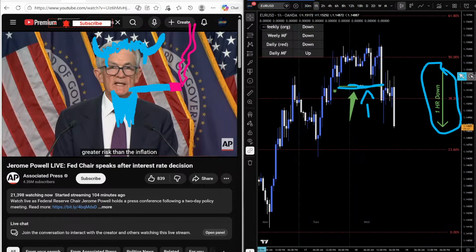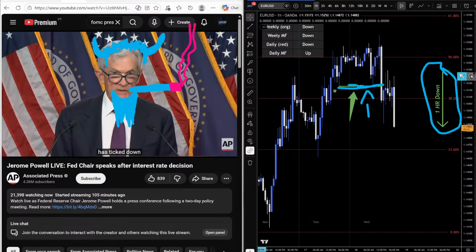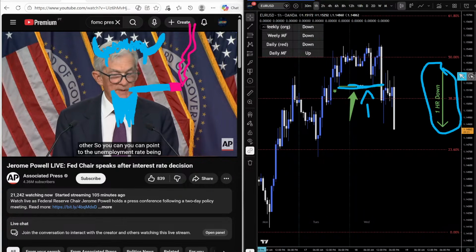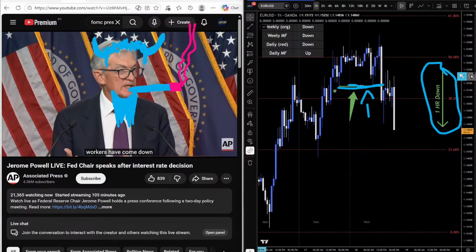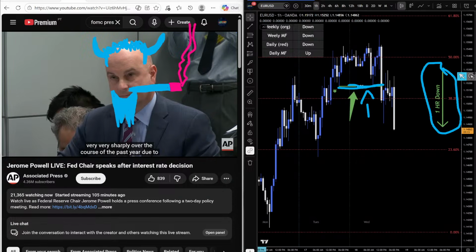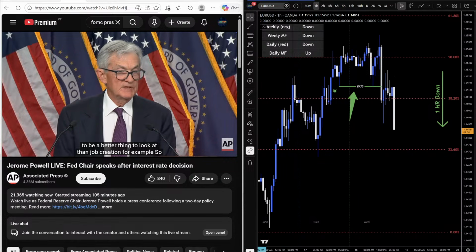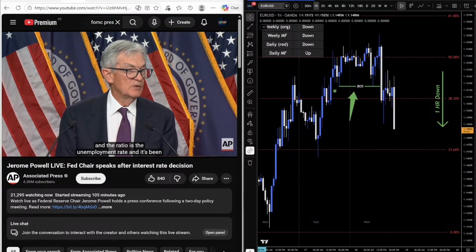I wouldn't say that that's clear at all, that one is more at risk than the other. So you can point to the unemployment rate being stable, and in a world where both supply and demand for workers have come down very, very sharply over the course of the past year due to immigration policy largely, a ratio is going to be a better thing to look at than job creation, for example. And the ratio is the unemployment rate, and it's been stable since September. So that tells you that. Inflation, we're at 3.0% core inflation, 2.8% headline.